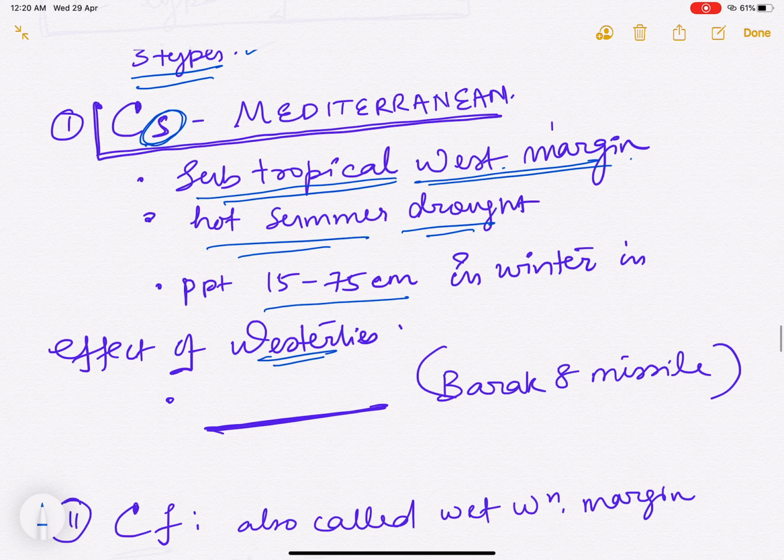westerlies. Now, there is a famous country with which India has developed the Barak 8 missile, and that country has the Mediterranean type of the climate. Again, I want the answer in the comment section.